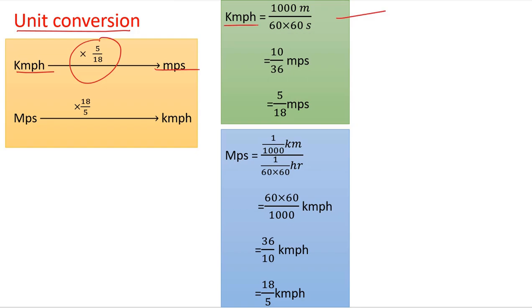Kilometer per hour: here we have 1 kilometer equal to 1000 meters and 1 hour equal to 60 into 60 seconds. After solving this, we have 5 by 18. Likewise, for meter per second to kilometer per hour, we simply multiply by 18 by 5. So how do we get 18 by 5? Simply look at this calculation.